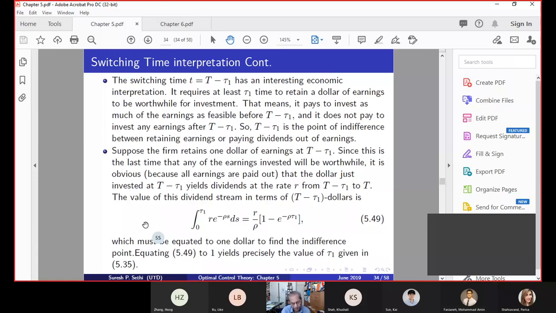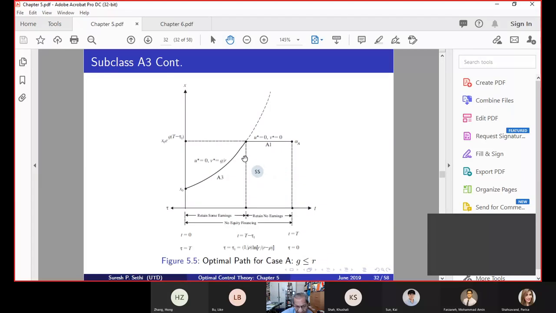First, we learned from our analysis that it requires at least this amount of time to retain a dollar of earnings to be worthwhile for investment. What am I trying to say here? This is the amount of time from here to here, which I call tau one. I need this amount of time to retain any earnings. Because remember, I'm retaining earnings here. I'm retaining no earnings here. This is the point where, at one point, I'm indifferent.